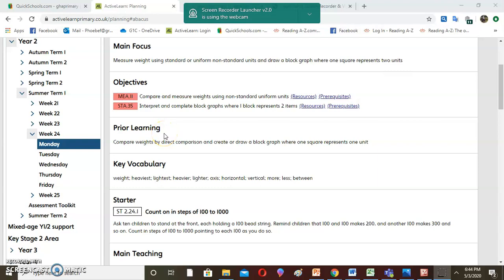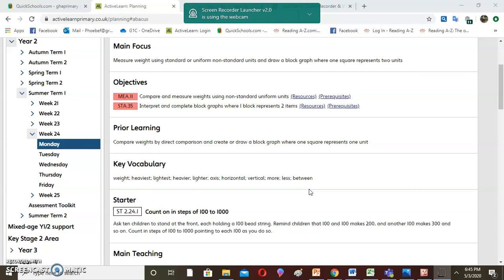Hi students, so today we are going to look at comparing and measuring weights. Our prior learning should be to be able to make comparisons, and we should be able to draw a graph where one square represents one unit. The key vocabulary is light, lightest, heavier, lighter, axis, vertical, less, and between.